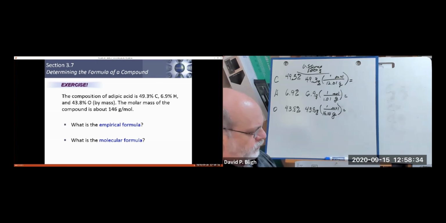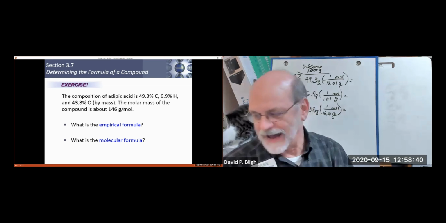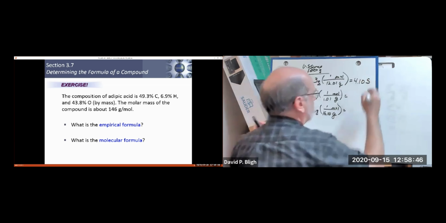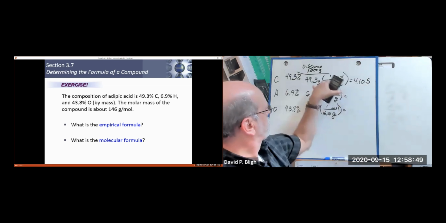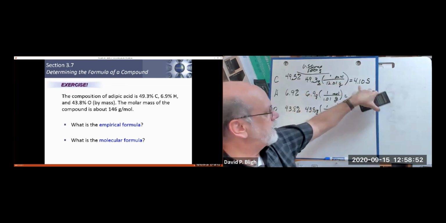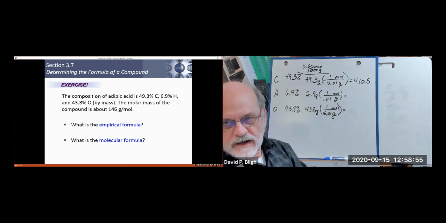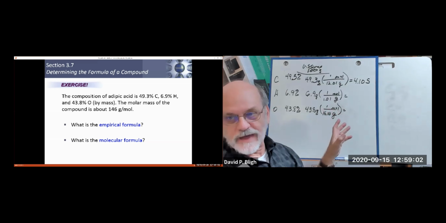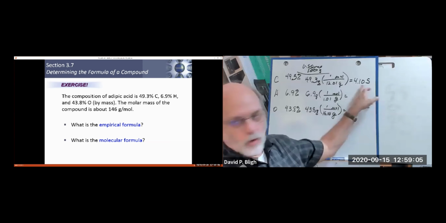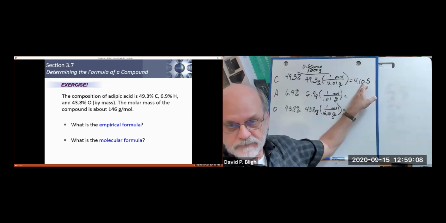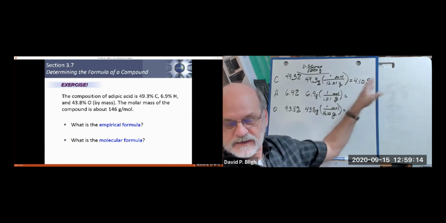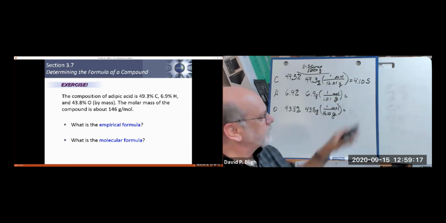So 49.3, 12.01 divided into it gives us 4.105. Notice I kept an extra digit. Right? There are only 3 significant figures here. I kept 4. Why? Because when you've got a series of calculations to do, you don't want to throw away any of your digits yet. We'll do that rounding at the end. If you keep more of your digits here that are offered by your calculator, then the error at the end is much less than if you round each time. So we're going to keep those digits.